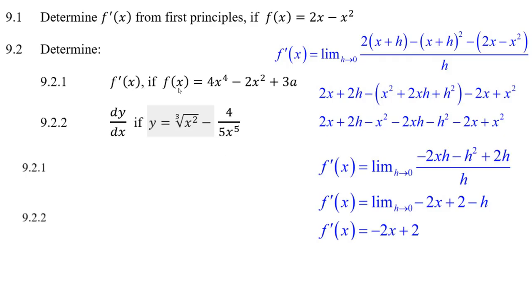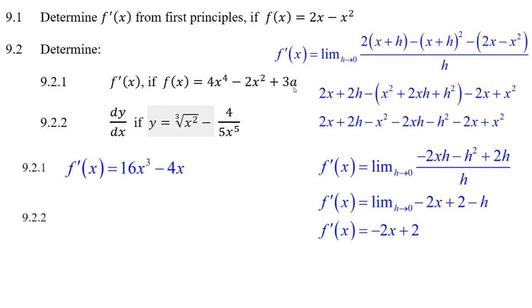Now, the next thing. F prime of x, if f of x equals this. Ooh, that's really nice to do, because all you do is go 4 times 4 and bring it down 1. That's 4 times 4 is 16, x cubed. 2 times minus 2 is minus 4, and subtract 1 from the exponent. That's it.